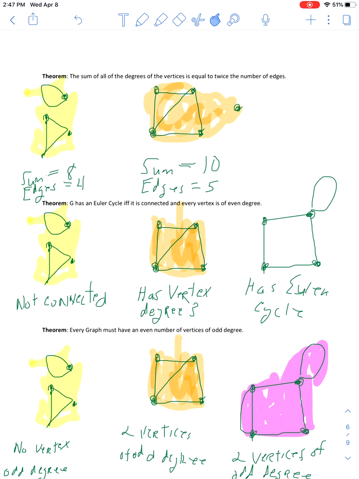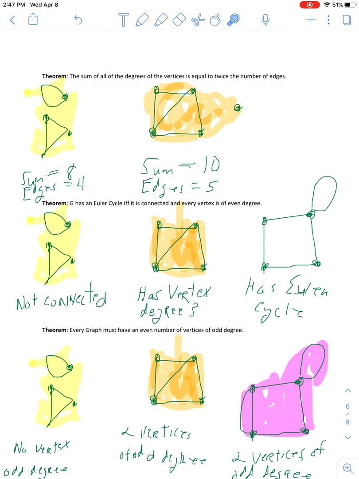Today I want to go over a few theorems from graph theory. The first theorem I want to look at says that the sum of the degrees of all the vertices is equal to twice the number of edges.